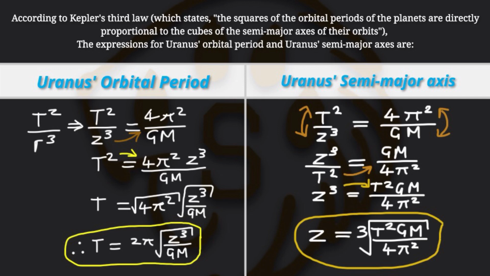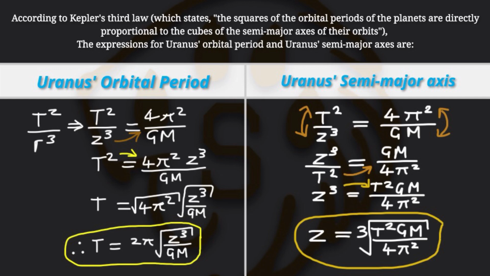Okay, so before we look at Uranus's orbital period, I would like us to look at how we derive the expressions or formulas that we're going to be using from Kepler's third law. As you can see, Kepler's third law says the orbital periods of the planets are directly proportional to the cubes of the semi-major axis of their orbits, and that is expressed in the formula T squared over r cubed is equal to 4 pi squared over GM. That's the expression for Kepler's third law, which shows the proportionality.